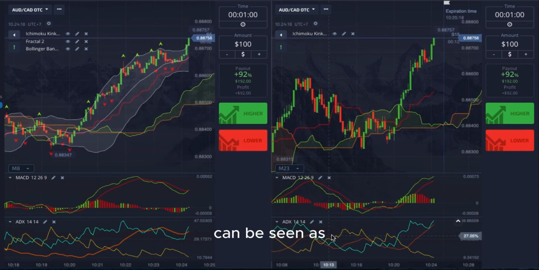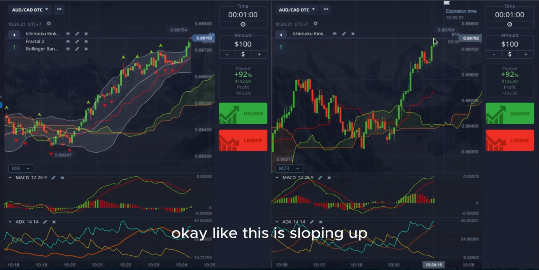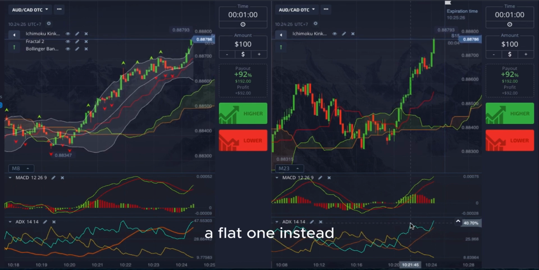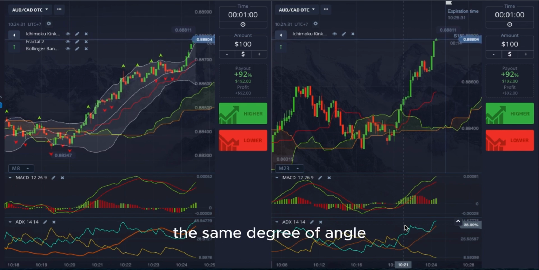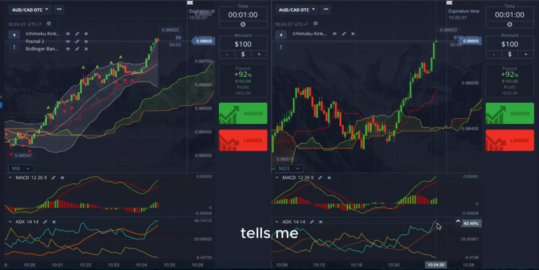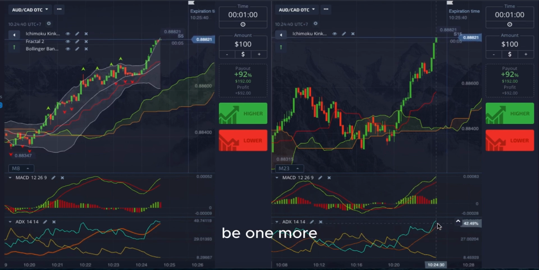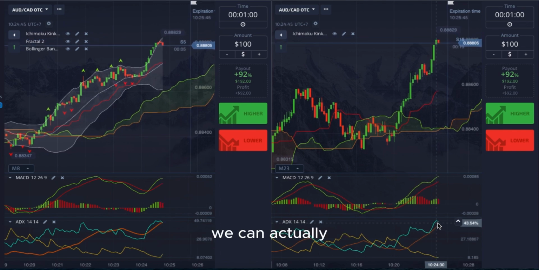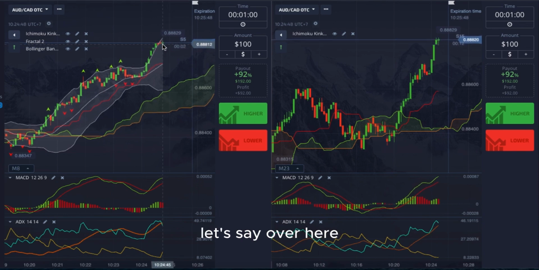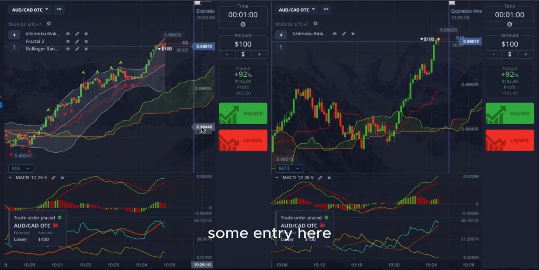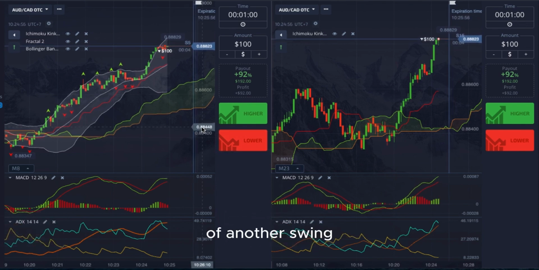And divergence can be seen as, okay, like this is sloping up, but in the ADX diagram, it could be like a flat one instead. When it turns down, you can see that it's not the same degree of angle. Okay, the fact that this one has a rising angle tells me that it could potentially be one more additional wave. So in that way, we can actually spot that. And let's say over here we see a pin bar. If we take some entry here, could there be a possibility of another swing?